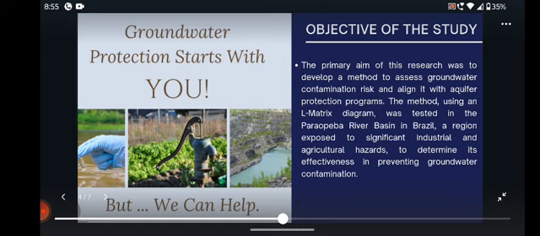The major aim of this research was to protect the groundwater resource and maintain its cleanliness by protecting it from contamination and controlling the hazards caused by industries, agricultural wastes, and pesticides. The method using the L matrix diagram was tested. One of the methodologies, the L matrix approach, was tested in the Paraopeba River Basin in Brazil, which led to the objective of this study.